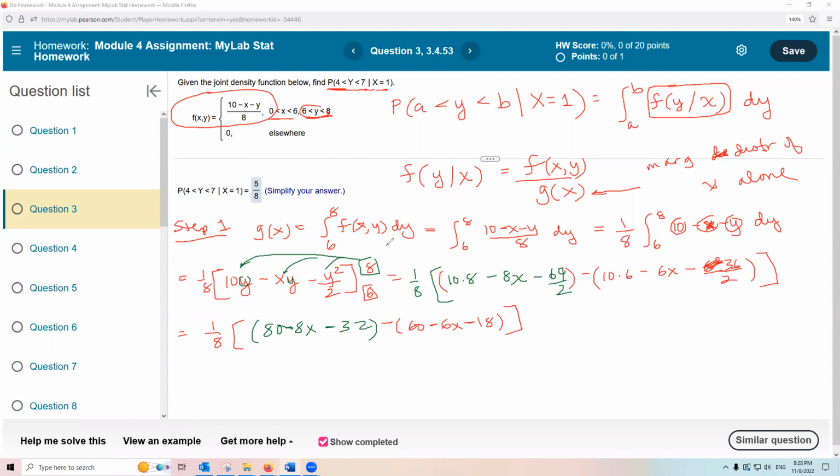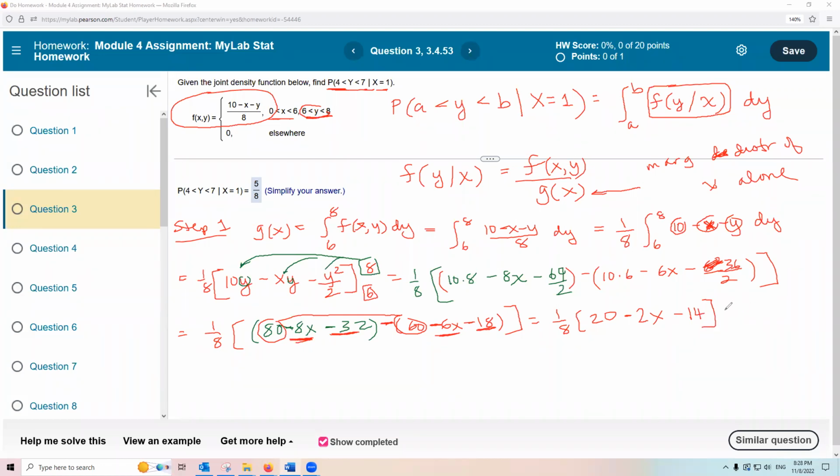All right, well, let's see here. Then we got 80 subtract 60. So that's going to be a 20. We have a negative 8x plus 6x. Remember, the subtraction in front of the parentheses is going to flip the sign, so this negative 6x is really going to be a plus 6x. Negative 8x plus 6x is a negative 2x. And then we have a negative 32 plus 18. Negative 32 plus 18 is minus 14, I think. Yeah.